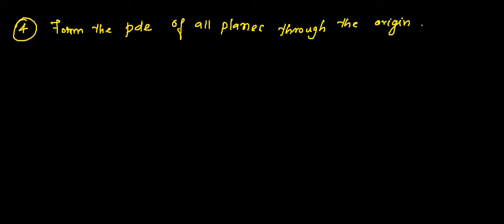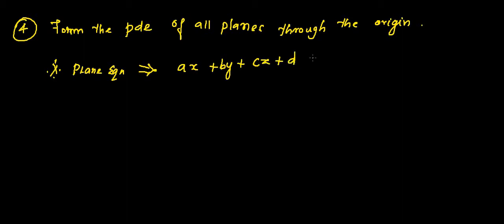Here we are going to form a partial differential equation of a plane which is passing through the origin, and we know that the plane equation is given by, this is very important, kindly note down. Plane equation is nothing but ax + by + cz + d = 0.